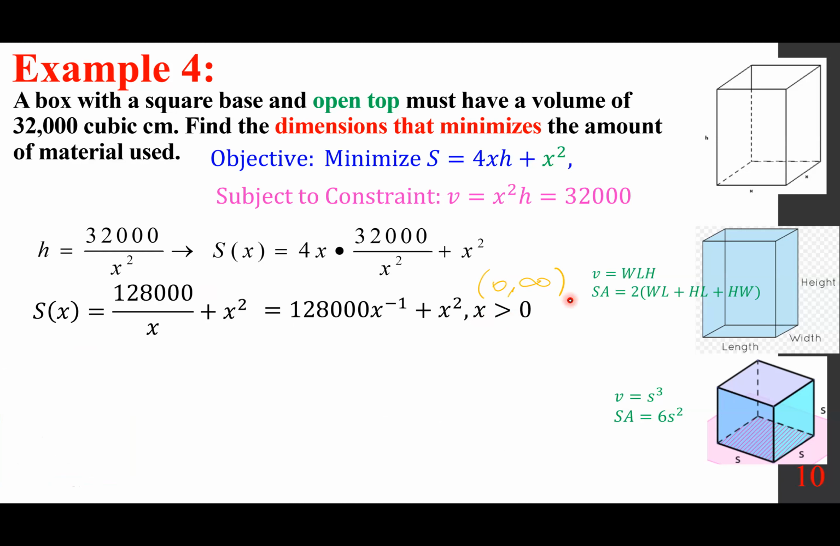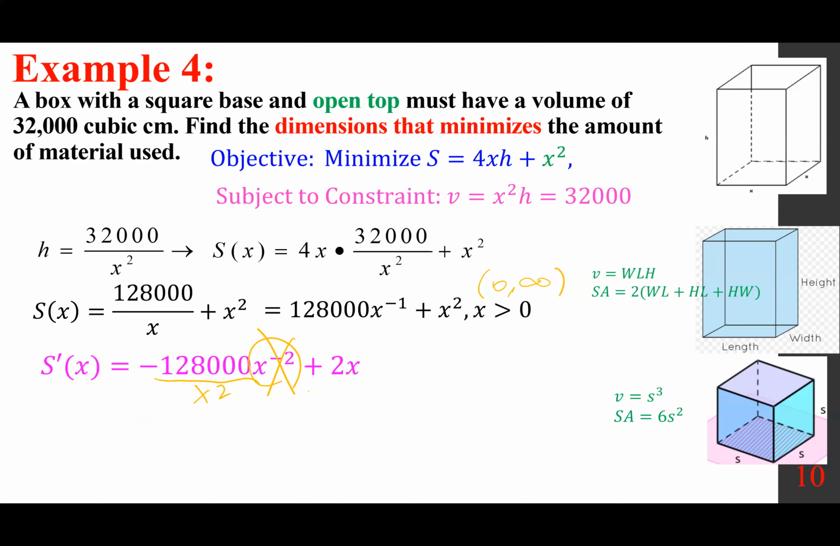To differentiate, we are going to use this one. The product of these two makes it minus 128,000 x to the power minus 2 plus 2x. We are going to figure out the CPs, remember, critical points. And to do so, we are going to rewrite this as over x squared. We're going to drop this, right? We're going to take it down, make it positive x squared.